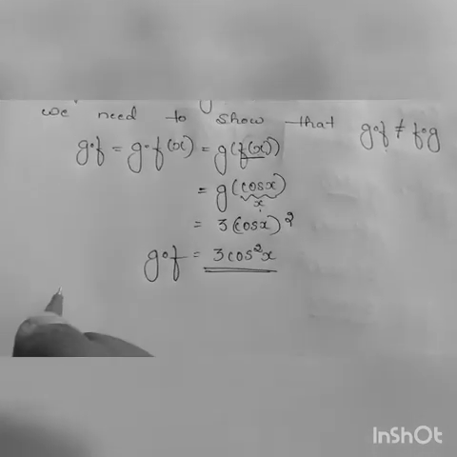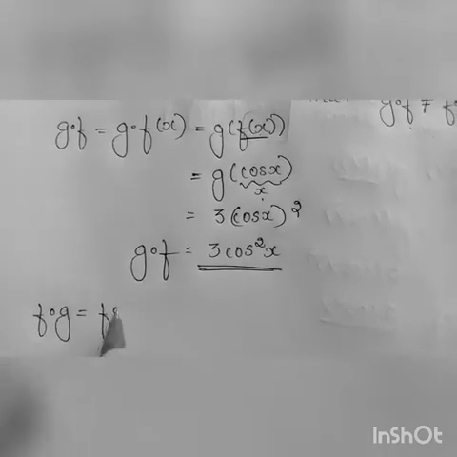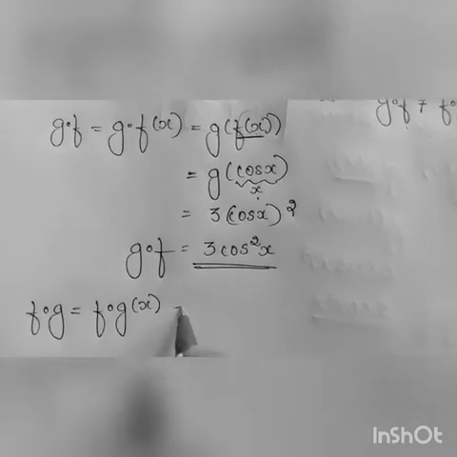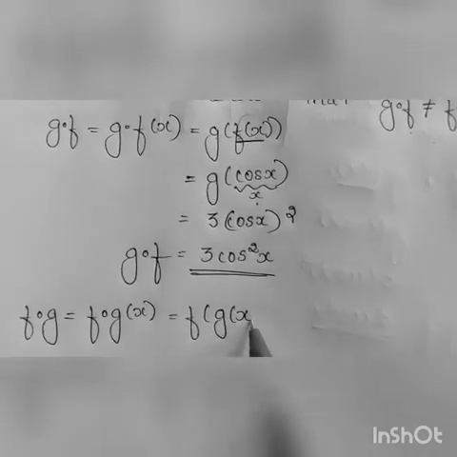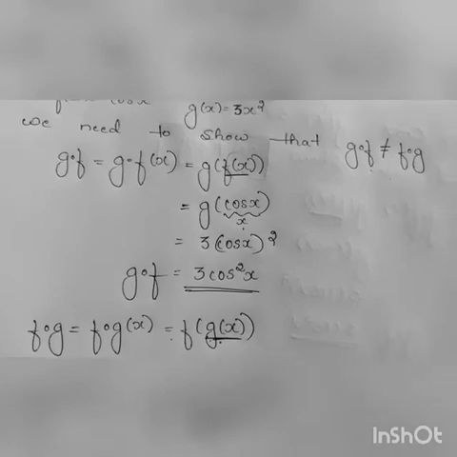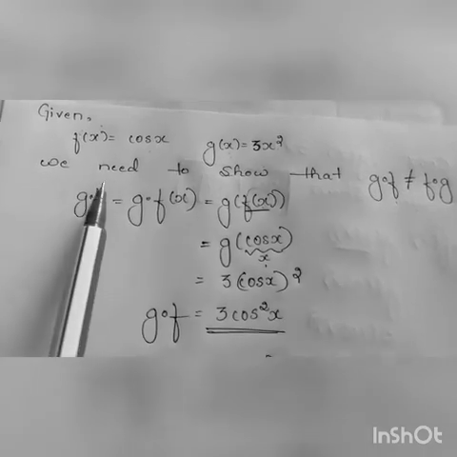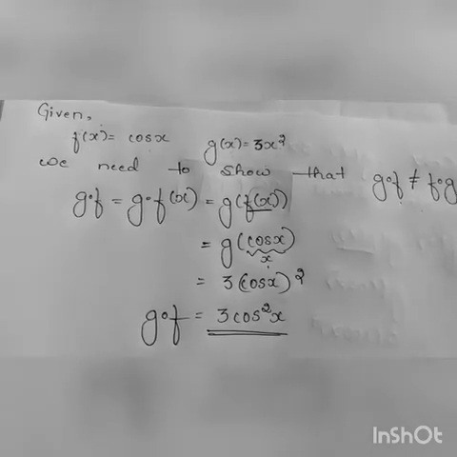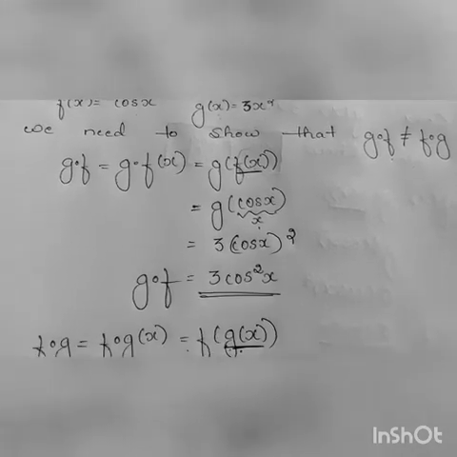Now we shall calculate f of g. This also can be written as f of g of x. And what is g of x? Here we shall solve first g of x, then we shall go for f. So here what is g of x? G of x is nothing but 3x square, right? Now what is f of x? Here what you have to do is wherever the x is there you need to substitute 3x square.